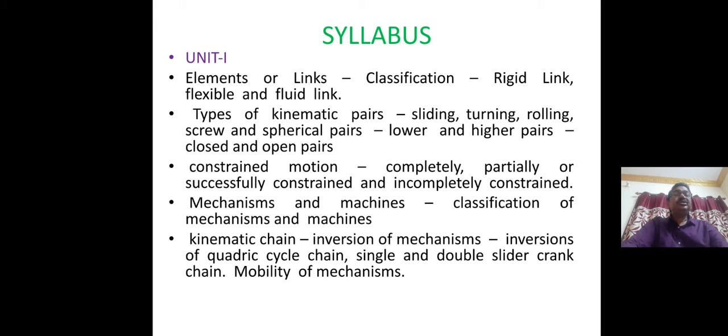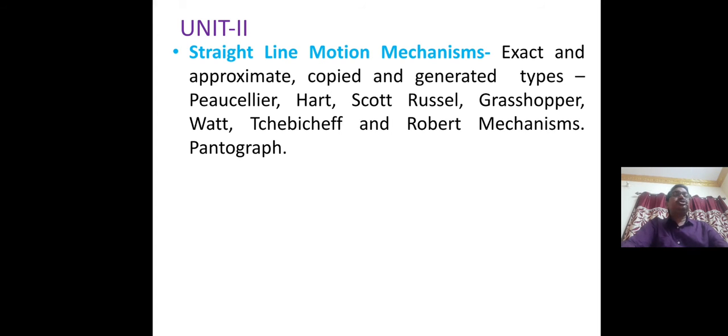kinematic chain, inversion of mechanisms, inversions of quadric cycle chain, single and double slider crank chain, mobility of mechanisms. So this is the first unit. Coming to the second unit, unit 2: straight line motion mechanisms, exact and approximate, copied and generated types of straight line mechanisms.